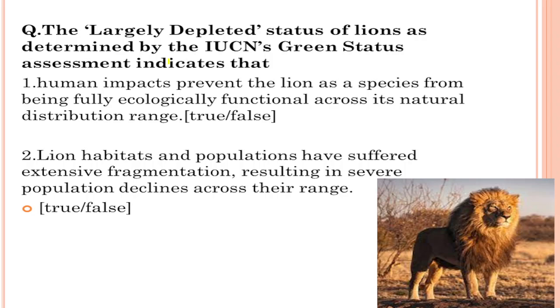So here both the statements are true. According to the IUCN Green Status Assessment, the lions are not fully ecologically functional across whatever distribution range they are in. So the first one is a true statement. The second one: once this ecological functionality is limited, lion habitat fragmentation also impacted its fully functional ability. So this statement is also true.